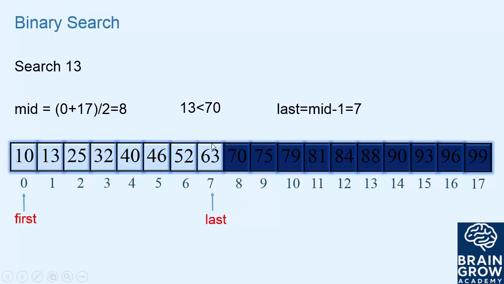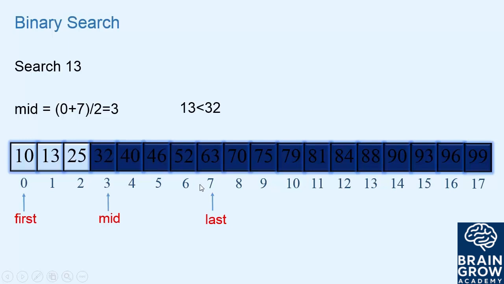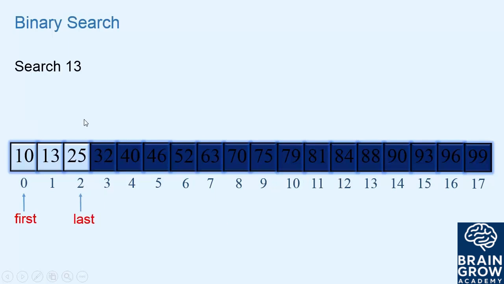We have to search in this subarray. Again we'll calculate mid. It comes out to be 3. 13 is less than the middle element 32. So we have to search in the left half. And so we'll ignore this middle element and right half. And then we'll update the value of last. Now last is equal to 2. We'll calculate mid. So this is the middle element. Now when we compare this search value with the middle element, we find that they are equal. So the search value is found and the search is successful.